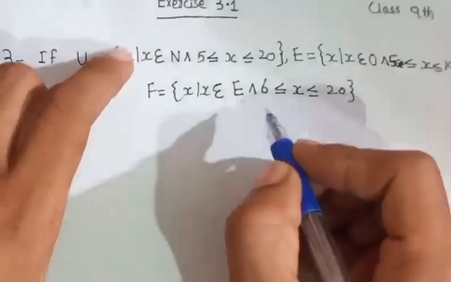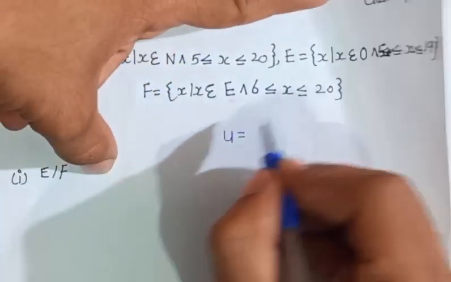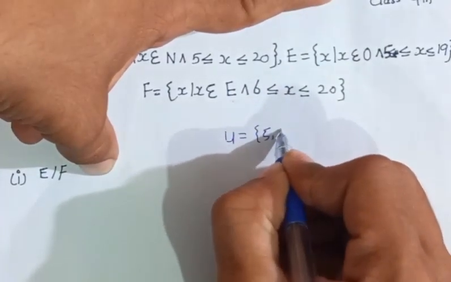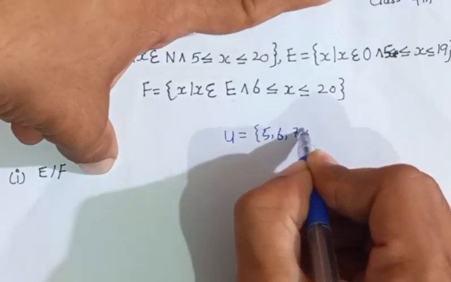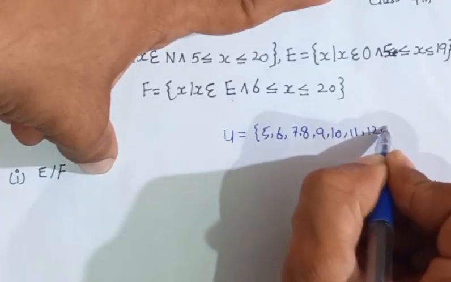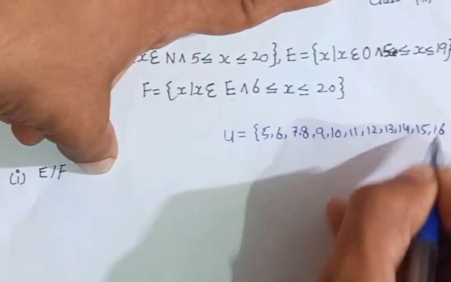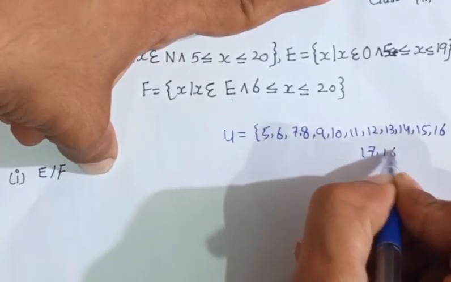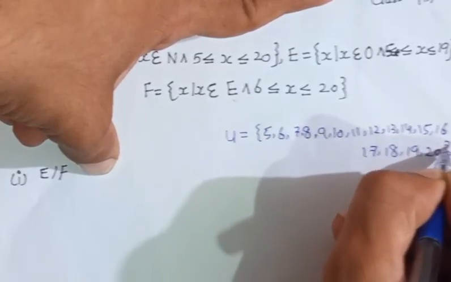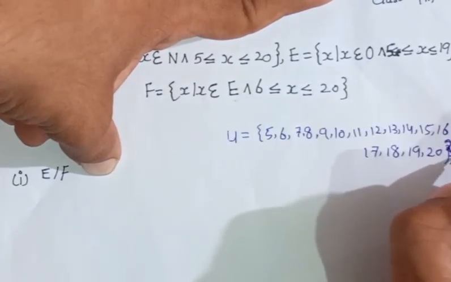First of all, I will write the numbers of the universal set. U is equal to the natural numbers 5 to 20: 5, 6, 7, 8, 9, 10, 11, 12, 13, 14, 15, 16, 17, 18, 19 and 20. Natural numbers 5 to 20.